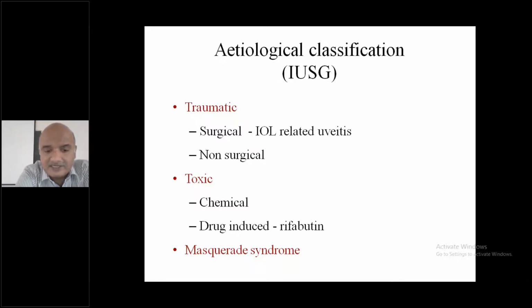And the last one is masquerade syndrome. Here it appears like uveitis, but it is not uveitis. That is why it is called masquerade syndrome, where, for example, the patient could have a tumor because of which the features of uveitis are seen, but the problem is not the inflammation. It is secondary to an intraocular tumor which the patient is having. So these are all different types of IUSG classification. IUSG is nothing but the International Uveitis Study Group.